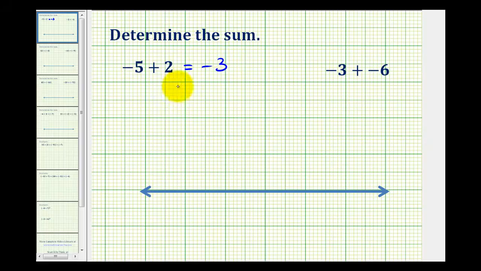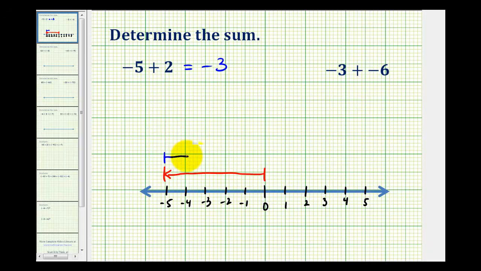Another way to understand what's happening is to take a look at this on the number line. To model negative 5 on the number line, we'd start at 0 and then go left 5 units because it's negative. But then because we're adding a positive 2, from negative 5 we'd have to go right 2 units. So if we start here and go right 2 units, you can see the sum would be negative 3. Again, this was the model for negative 5, and this was the model for positive 2.